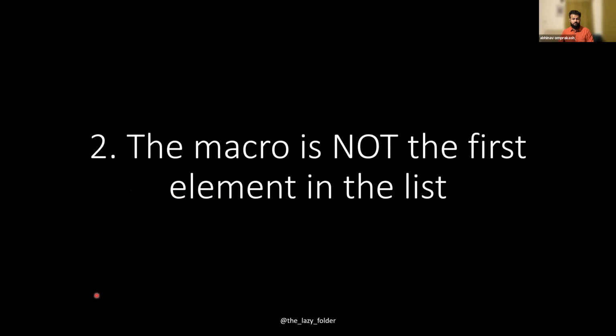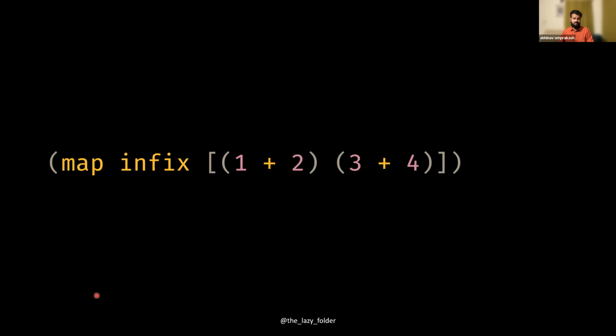The second one is when the macro is not the first element in the list. If you see something like this, then you're definitely doing something wrong. The macro always has to be the first element in the list. And why we can't do this is something we'll revisit later on.